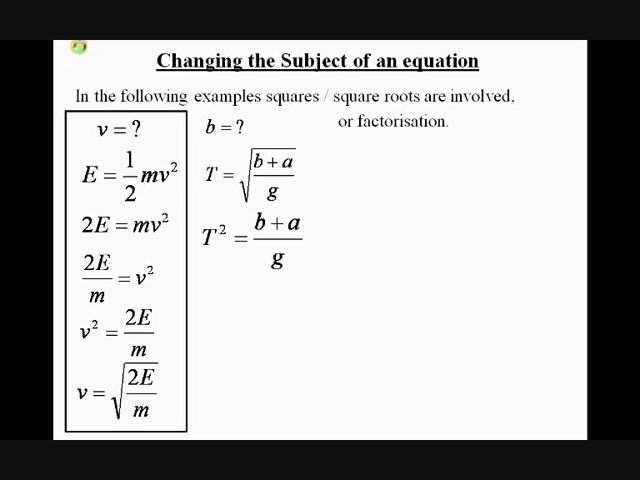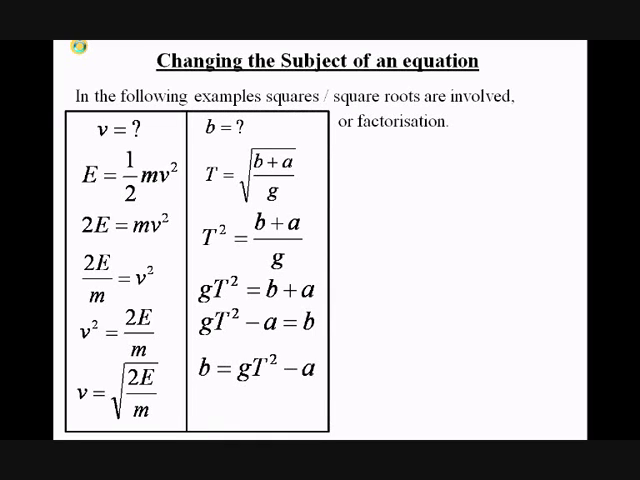b plus a is all divided by g, so the first thing I want to do is multiply each side by g. So I get gt squared is equal to b plus a. Now when I take a from each side, I get b on its own, so I've got gt squared minus a is equal to b. Swapping sides, I end up with b equals gt squared minus a, which is the answer I'm looking for.